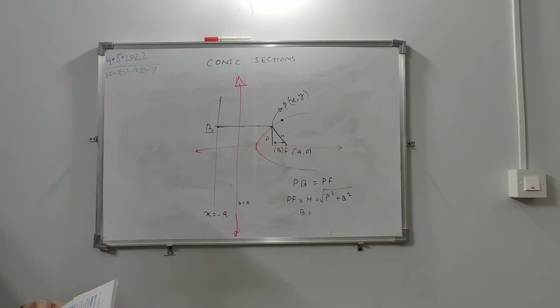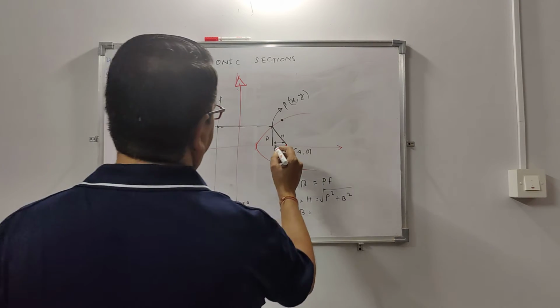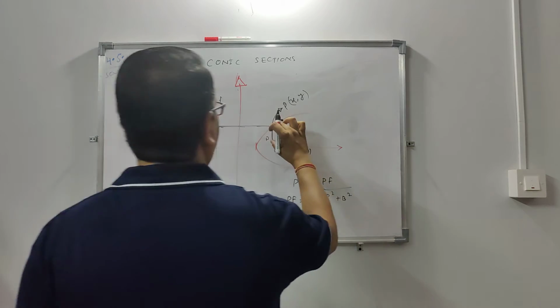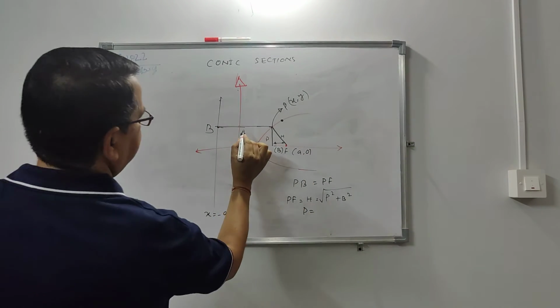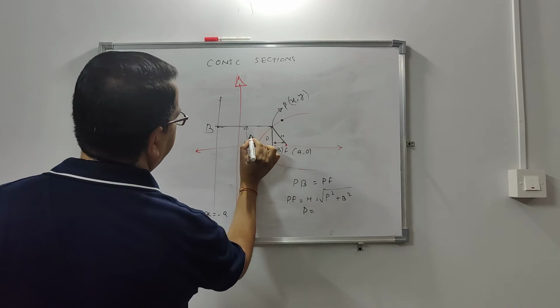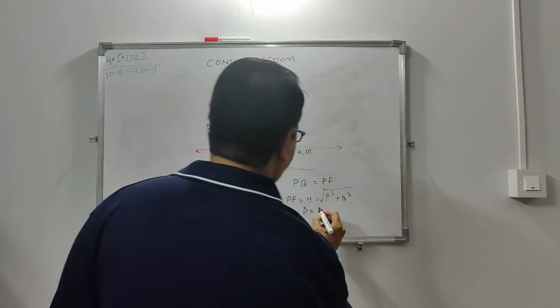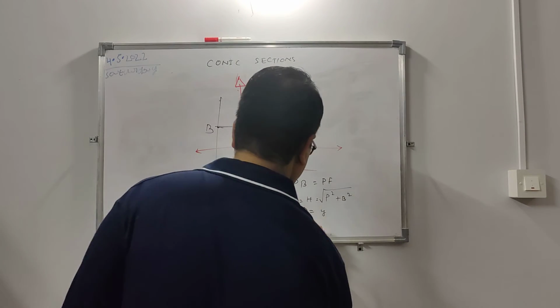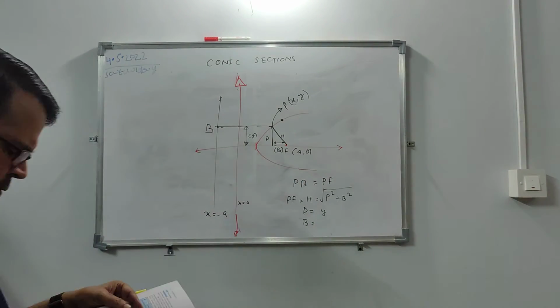EF is equal to the square root of x minus a whole square plus y square. You can see here, my perpendicular is nothing but my y coordinate, right? So P is my y coordinate. B, we have to find. B I have to find out.